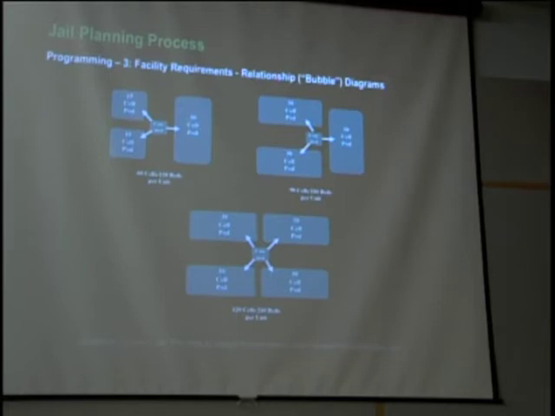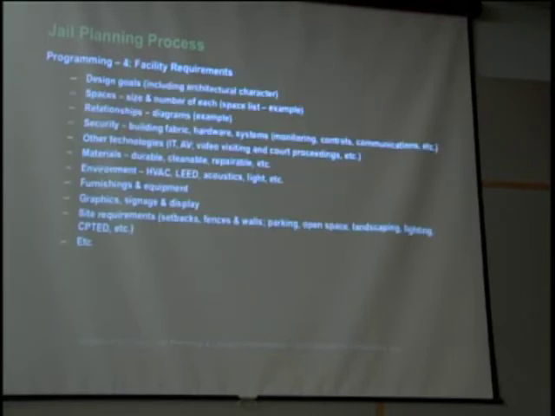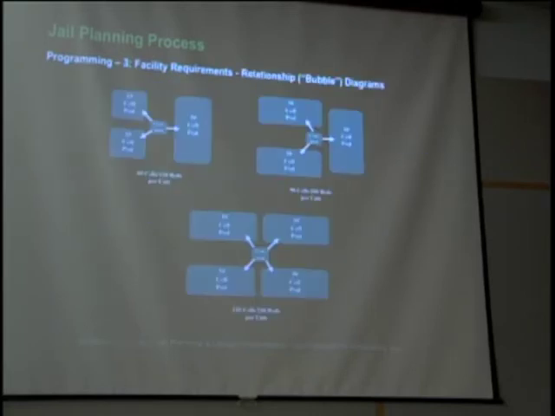And it's a diagram like this that begins to generate the staffing pattern and staffing requirement that shows you where the staff person is in relation to the inmate living areas. We do call them bubble diagrams because they're somewhat bubble-shaped.